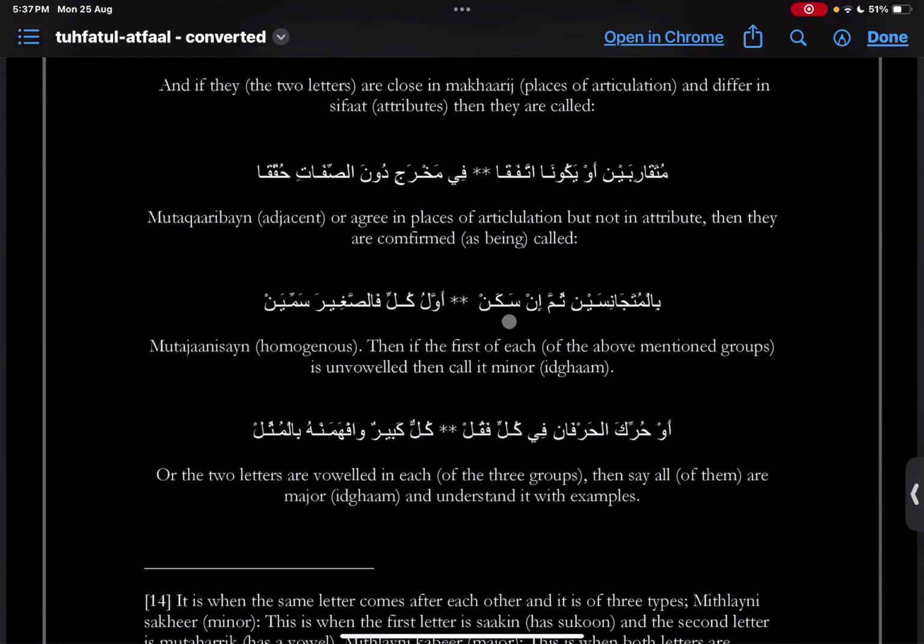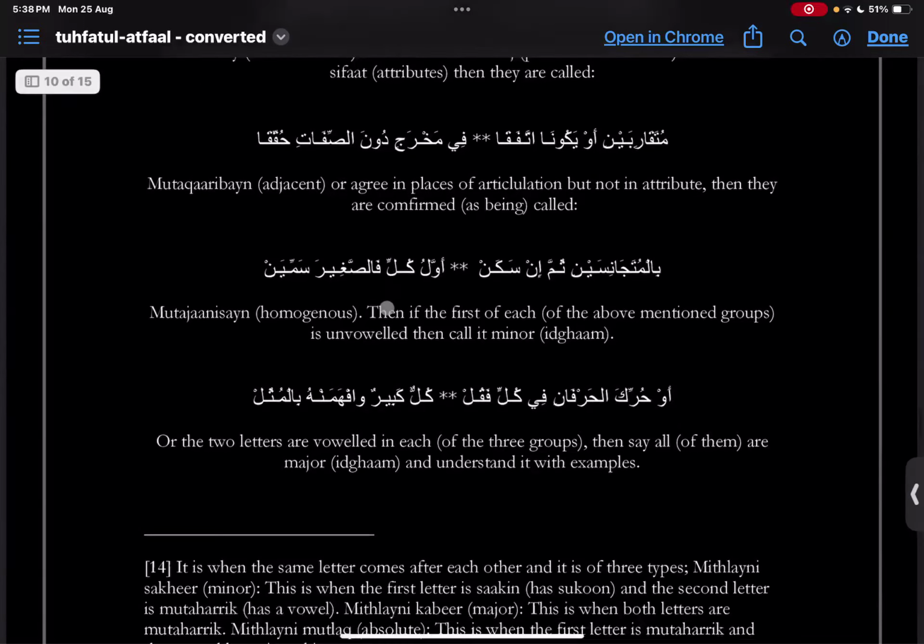ثم إن سكن أول كل فالصغير سميا. So for each of these two pairs of letters, which we're merging into each other, if the first of any of these groups is unvoweled, i.e. sakin, and the next one is voweled, then we call this minor idgham, صغير, small idgham. We talked about idgham مثلين, صغير, متقاربين, صغير, متجانسين, صغير, small, small, small.